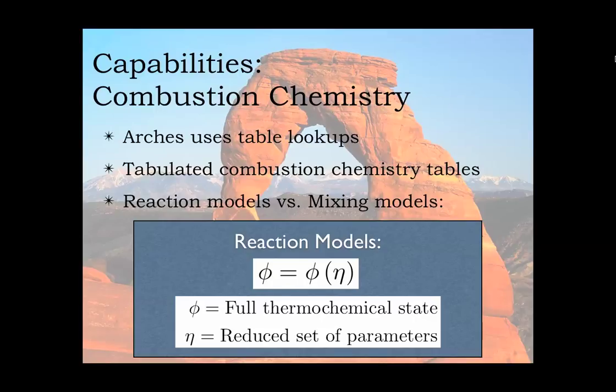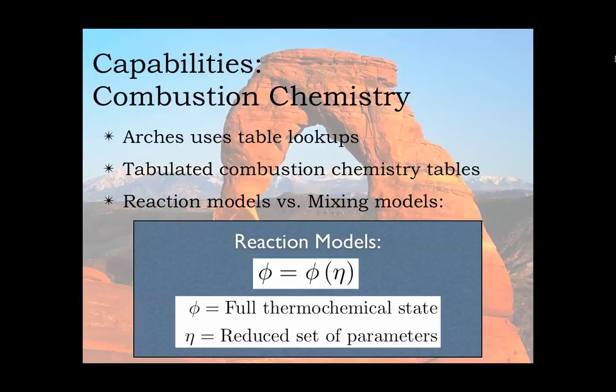And this is part of the reason why combustion is so difficult. We have a whole bunch of different species and variables, and those variables are changing at every single point in time. So the idea is we can make an assumption that that huge set of thermochemical variables, like all the species, the temperature, viscosity, all that stuff, can be characterized using a smaller set of parameters that I've called eta.